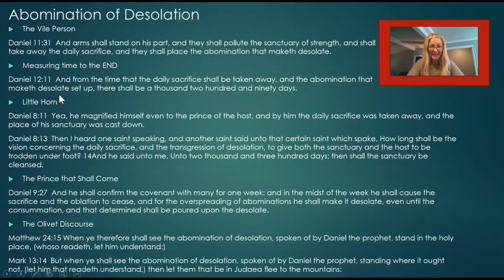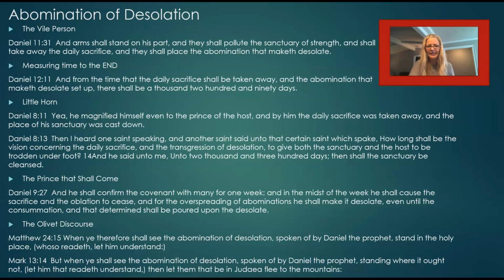In Daniel 12:11, the abomination is used to count the time to the end, the resurrection, the return of Christ, the time just before the millennial reign. It's in the context of the end, not in the time of Antiochus Epiphanes.